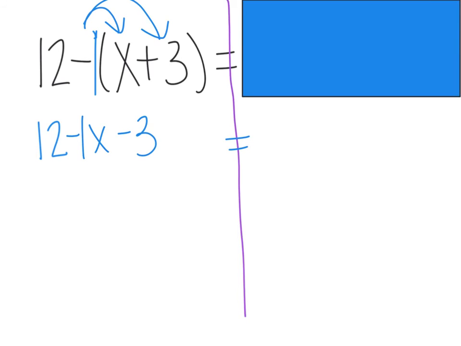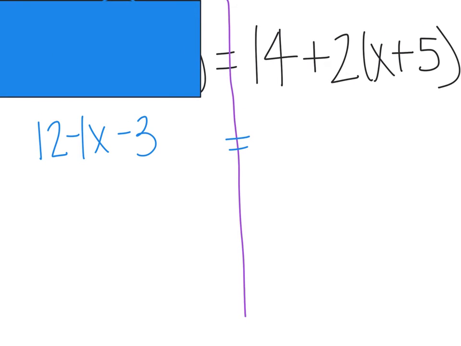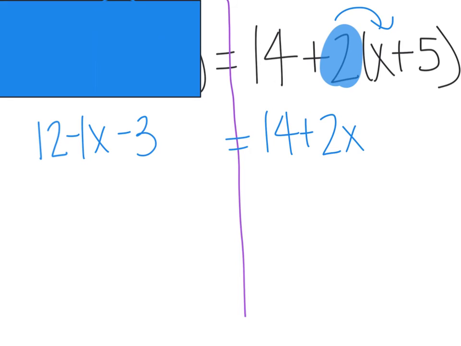So now I'm going to look at the right side. And again, I have parentheses on the right side, but I only distribute what's between the plus sign and the parentheses, which is that 2. So I'm going to bring down my 14, and I'm going to distribute 2 times x is 2x, and 2 times 5 is 10.